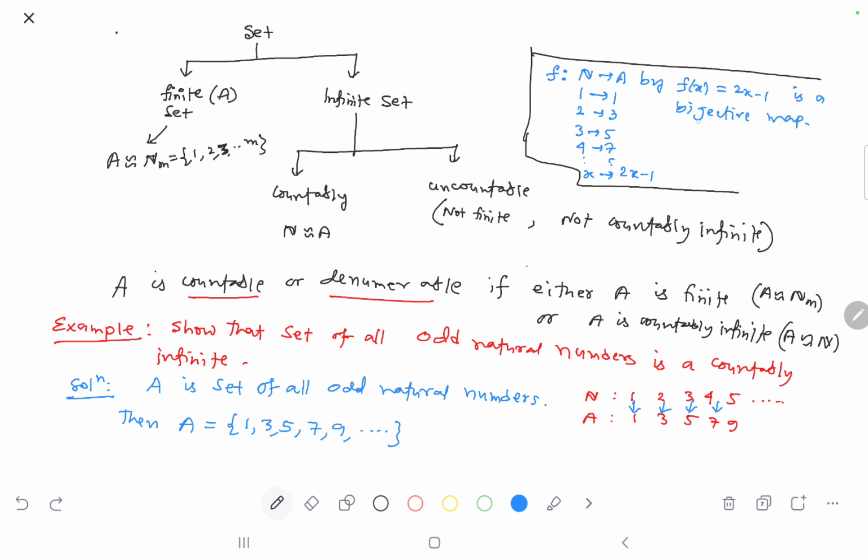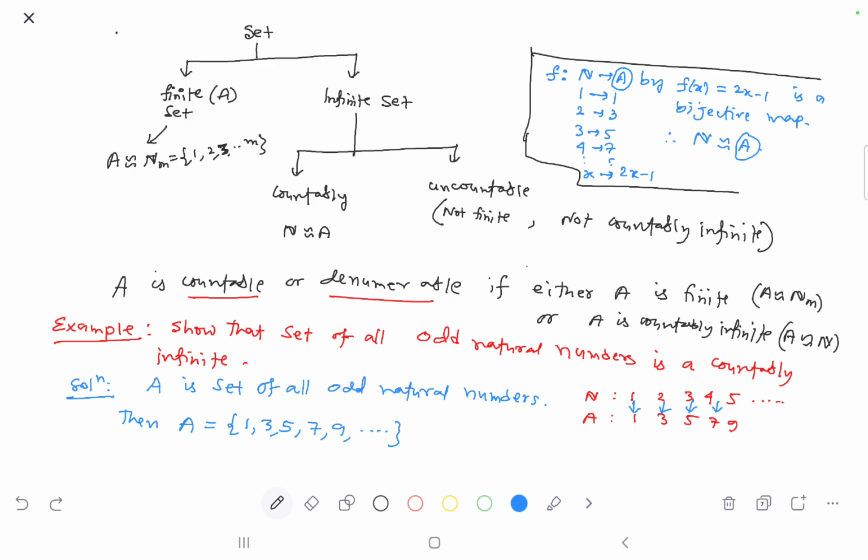Is it fine? Why is it bijective? Because you are taking all odd numbers. Got it? So this is a bijective map. So N is equipotent with the set of all odd natural numbers. Therefore the collection of all odd natural numbers is countably infinite, right? Similarly, all even natural numbers is countably infinite.